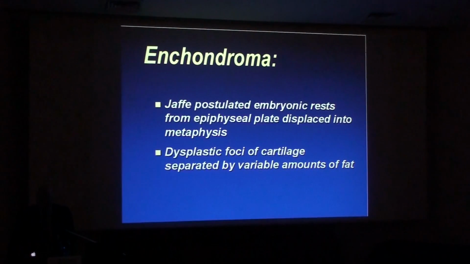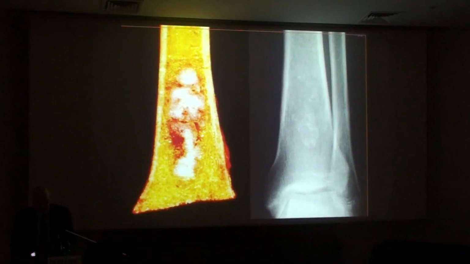Enchondroma is a relatively common lesion. Jaffe, way back in the 40s in his text on bone tumors, postulated that there were embryonic rests of cartilage from the physeal plate that were displaced into the metaphysis and evolved into dysplastic foci of cartilage separated by variable amounts of fat. And it's such an exquisite description because that's exactly what we see.